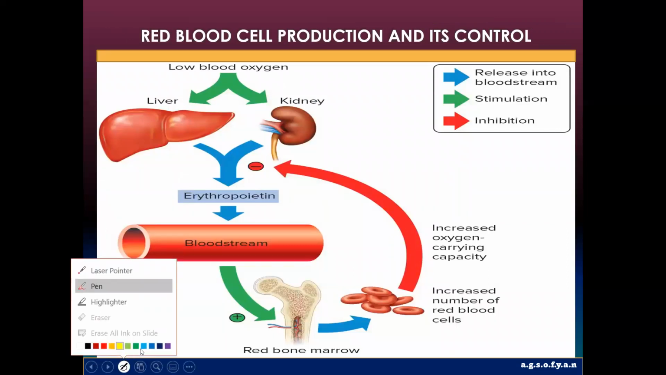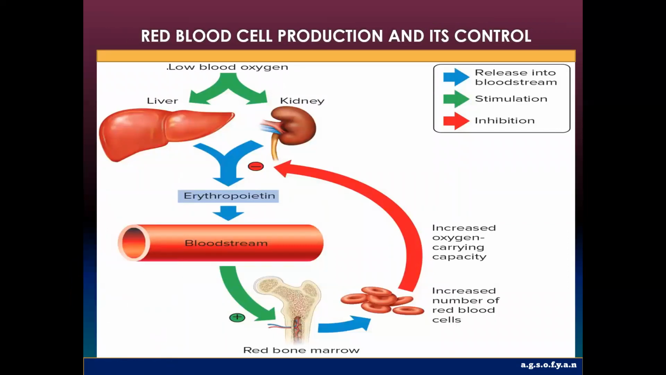This is in the diagram. Remember, this is made from a negative feedback system. So when our system senses low blood oxygen, for example when our tissues have difficulty getting oxygen, this gives the information to the liver and the kidney. The kidney will then produce a hormone called erythropoietin.